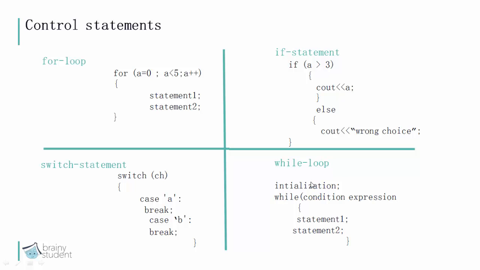Then we have a while loop. Similar to what we did with do while, here we do initialization in the beginning, then we give while and the condition. If this condition is satisfied, we will execute the statements which are inside the block. So we will make one program each for for, if, switch and while loop.